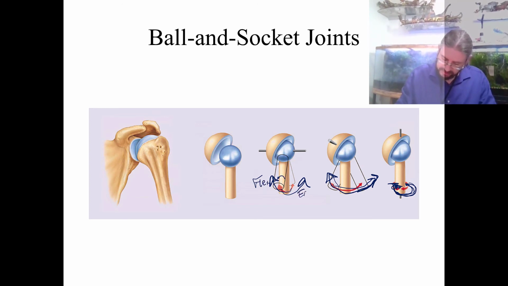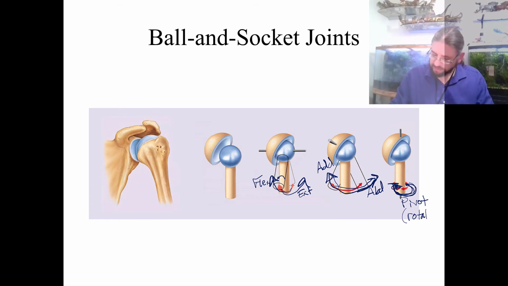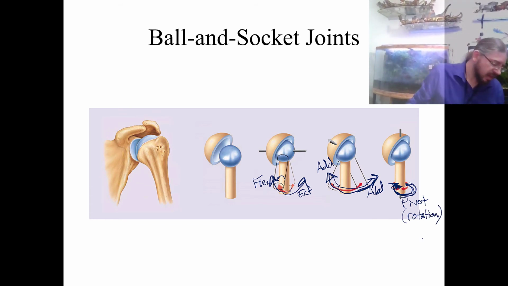So flexion, extension, abduction, adduction, right? Pivot or rotation is the proper term for joint movement. It's a pivoting, because pivot is saved specifically for our example of the radius in the ulna. So we wouldn't describe this movement as a pivot. We describe it as rotation, but it rotates in place along a single plane.